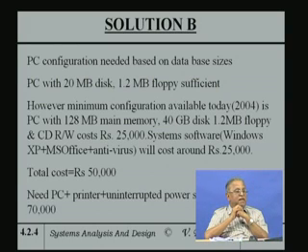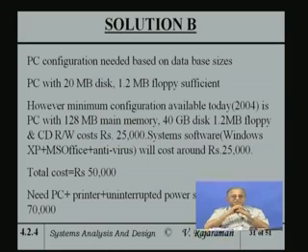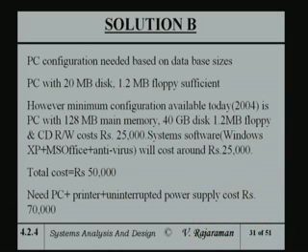Now, the PC configuration needed is based on database sizes. In this case, we are talking about 500 students. The database is not going to be very large, and in fact, you may work with a 20 MB disk and a 1.2 MB floppy would be sufficient. But nowadays, of course, even if you want to buy a 20 MB disk, it is just not available. The minimum PC configuration you can buy would have at least a 40 GB disk and 128 MB main memory, and year after year, as you know, these numbers also increase.